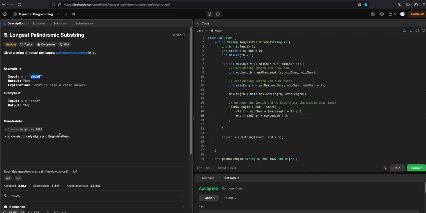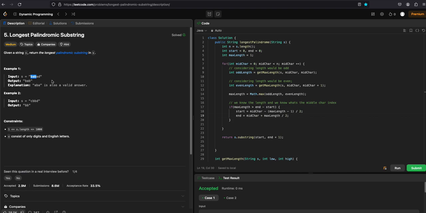Today, let's try to solve longest palindromic substring. What is a palindrome? A palindrome is a word that spells the same from the back side as well as from the front side. If you see BAB, it spells the same, BAB, from the front side and from the back side. This is a palindrome. So here we need to find the longest palindromic substring from a given string. Okay?